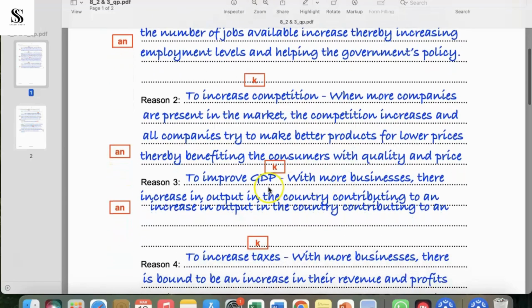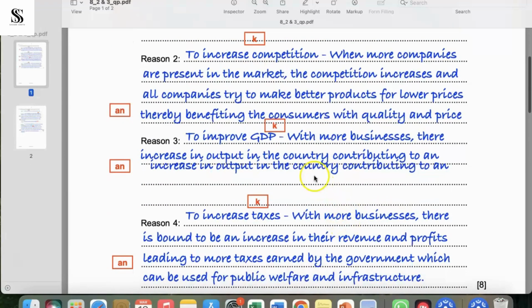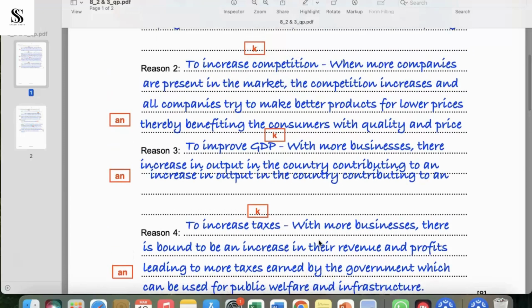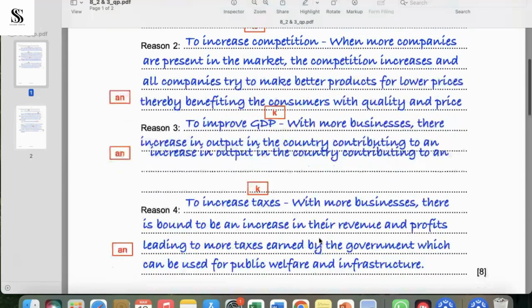To improve GDP, with more businesses, there's an increase in output in the country, contributing to an increase in the GDP. Sorry, there seems to be a typo error here. And to increase taxes, with more businesses, there's bound to be an increase in their revenue and profits, leading to more taxes earned by the government, which can be used for public welfare and infrastructure. Right? So each point explaining what that point is and ending with the impact on the business or on the country, as the case may be.